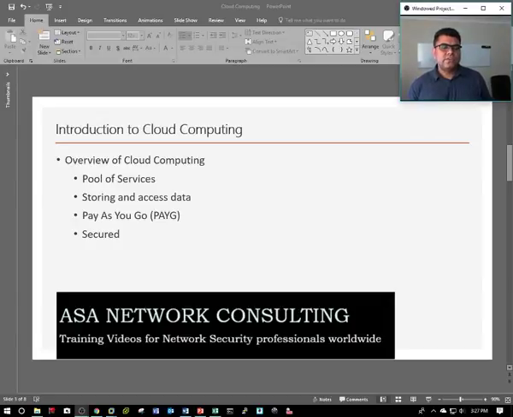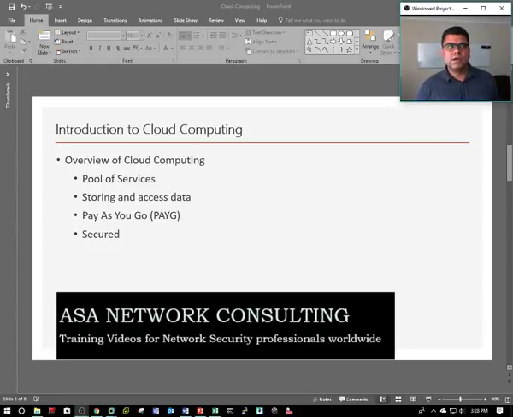Okay, so introduction to cloud computing. What is cloud computing? If you go on Google and search for what is cloud computing, you will see 100,000 responses from different sources. In a very simple line, I would say it's like a pool of services being offered by the vendors. So what is a pool of services?